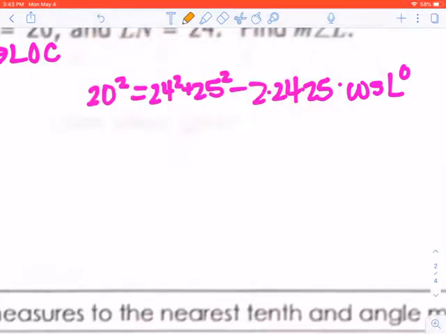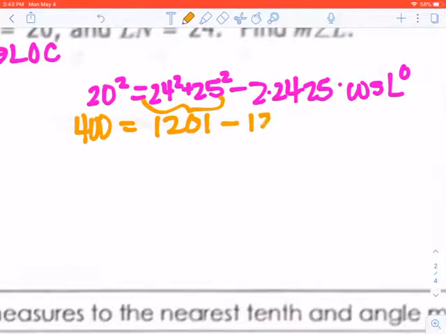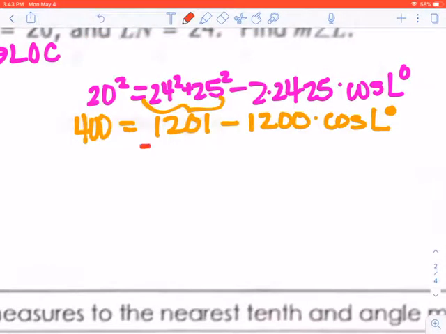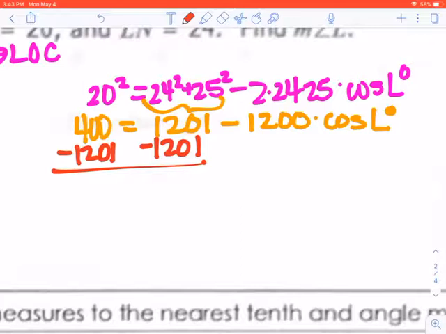Okay? 20 squared is going to be 400. 24 squared plus 25 squared is 1,201. And then negative 2 times 24 times 25 is a negative 1,200. And that's times the cosine of L. Do not subtract 1,201 from 1,200. Instead, subtract 1,201 to the other side. You get negative 801 equals negative 1,200 times the cosine of L.